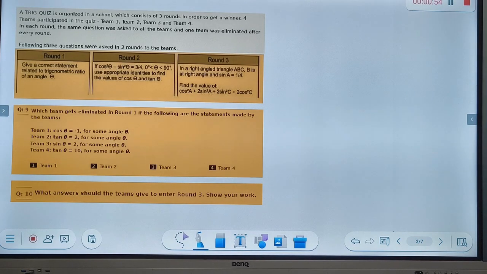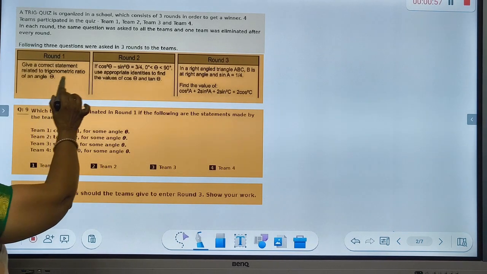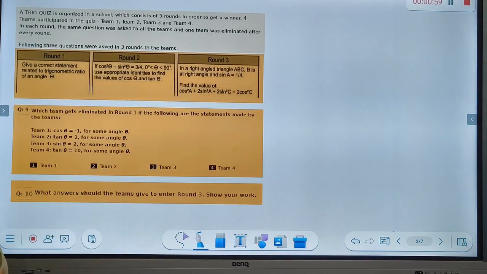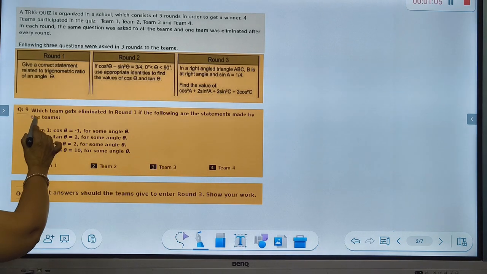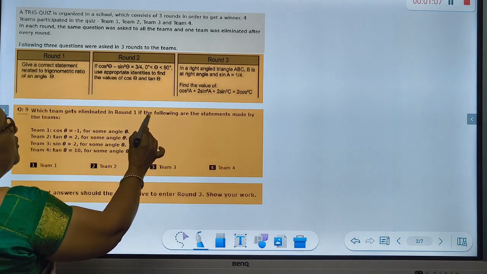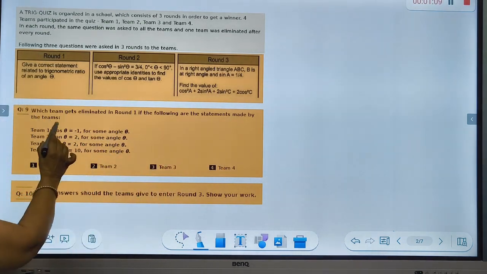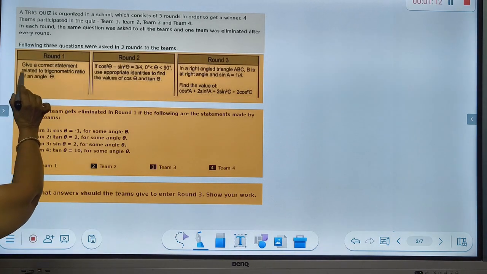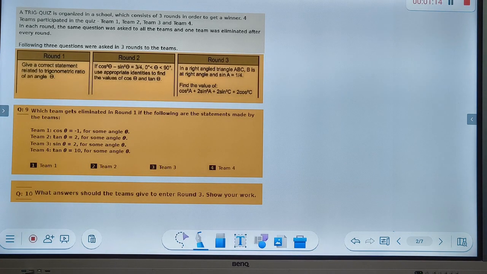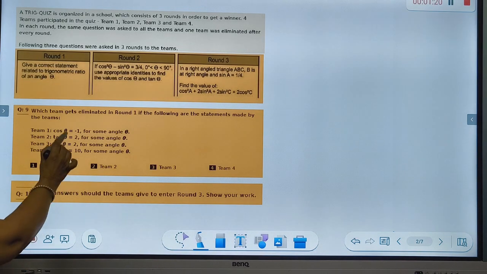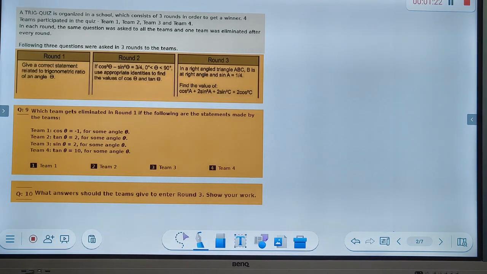So this is the information given. These are the questions in round 1, round 2 and round 3. So based on this information, let us answer the given questions. Which team gets eliminated in round 1 if the following are the statements made by the teams? What is round 1? Give a correct statement related to a trigonometric ratio of an angle theta. So we have to check which of these statements is correct or which is false and then eliminate.